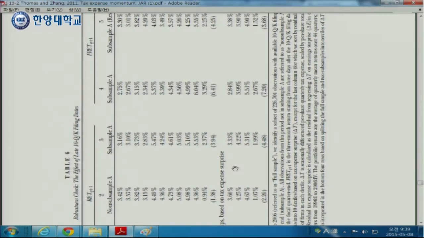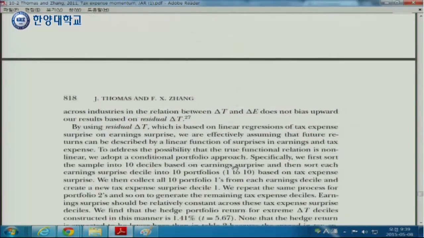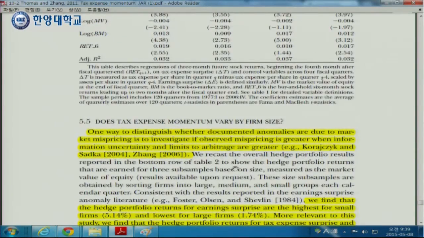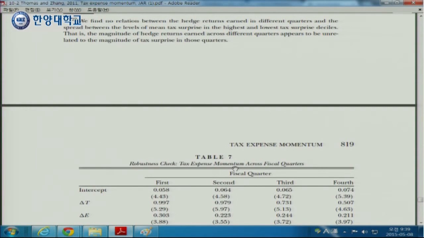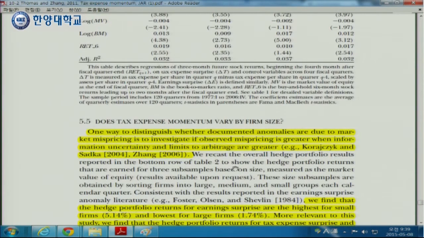This one is an interesting robustness check, but let's skip this. Tax expense momentum across fiscal quarter. Let's skip this. Okay, this is, I think, an interesting one. Then they did additional analysis on whether tax expense momentum, the relationship between tax expense surprise and the earnings surprise, varies by firm size. Does the tax expense momentum vary by firm size?